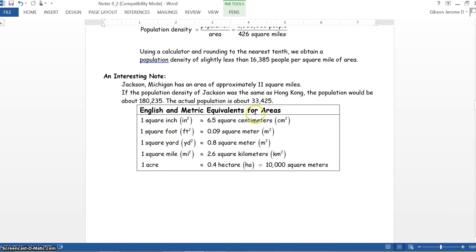Now, we had an English and metric equivalence for areas. 1 square inch is approximately 6.5 square centimeters. 1 square foot is approximately 0.09 square meters. 1 square yard is approximately 0.8 square meter. 1 square mile is approximately 2.6 square kilometers. And 1 acre is approximately 0.4 hectare, or is equal to 10,000 square meters.